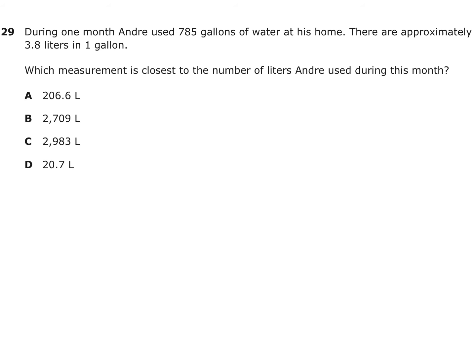For number 29, during 1 month, Andre used 785 gallons of water at his home. There are approximately 3.8 liters in 1 gallon. And so which measurement is closest to the number of liters that Andre used during this month? So they're telling us that 3.8 liters is the same as 1 gallon. So 3.8 liters is to 1 gallon. And we're looking for how many liters, closest number of liters.